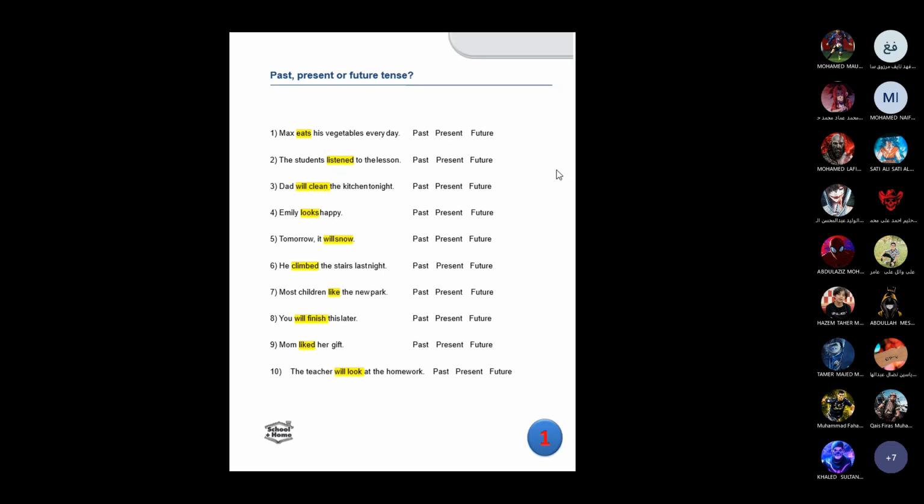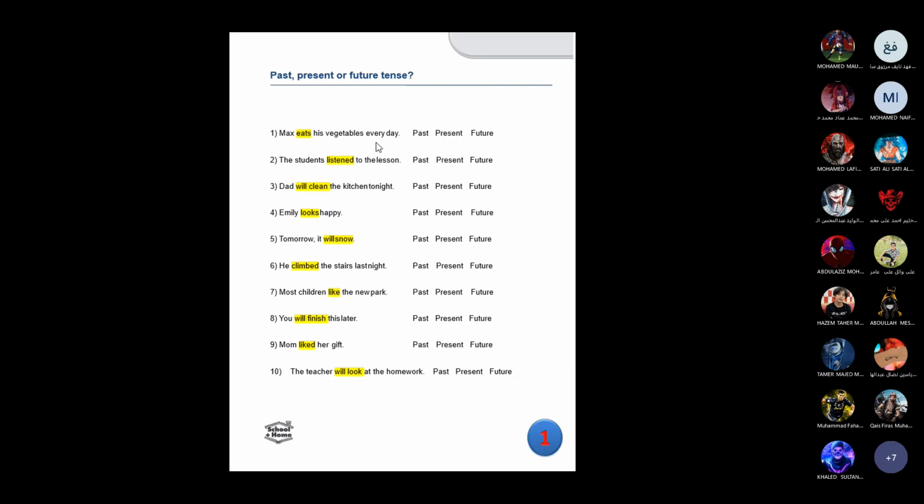Okay, Ali Wael. Yes, master. Okay, read sentence 1, Ali. Max eats his vegetables every day. Good. So is that past, present, or future? Present. Good. How do you know? Every day. Very good, excellent. So in number 1, guys, we have every day, an expression of time that refers to the present.